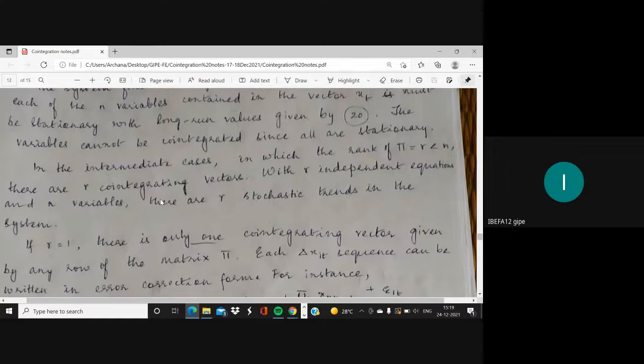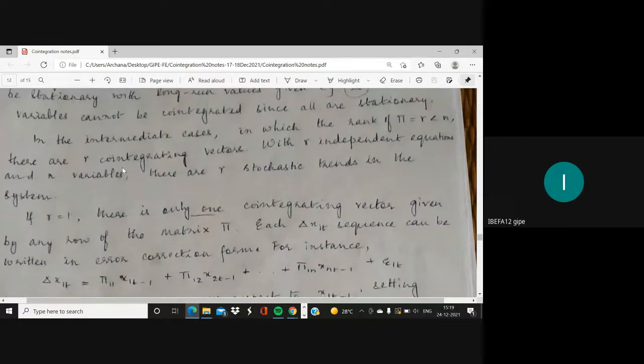Now what we are interested in for the Johansen co-integration test is the intermediate cases where the rank of the pi matrix lies between 0 and n. So some positive value where r is less than n. In that case you will find that there are r co-integrating vectors. So r could assume the value 1, 2, any number but less than n, some positive value. And r is also equal to the rank of the pi matrix.